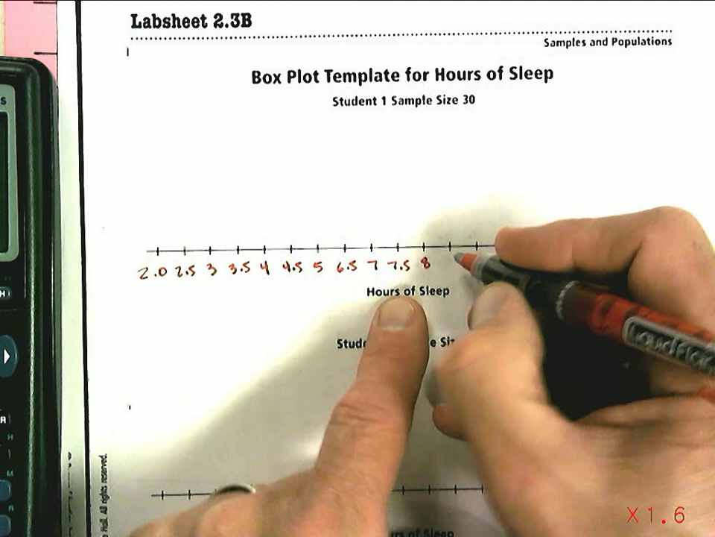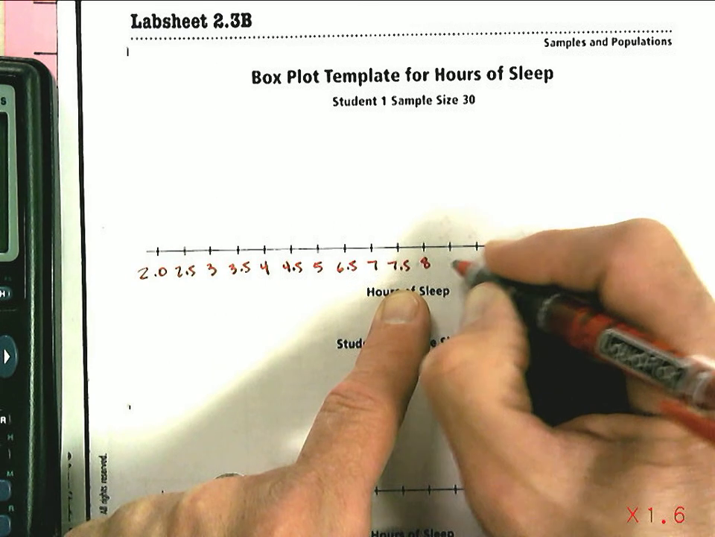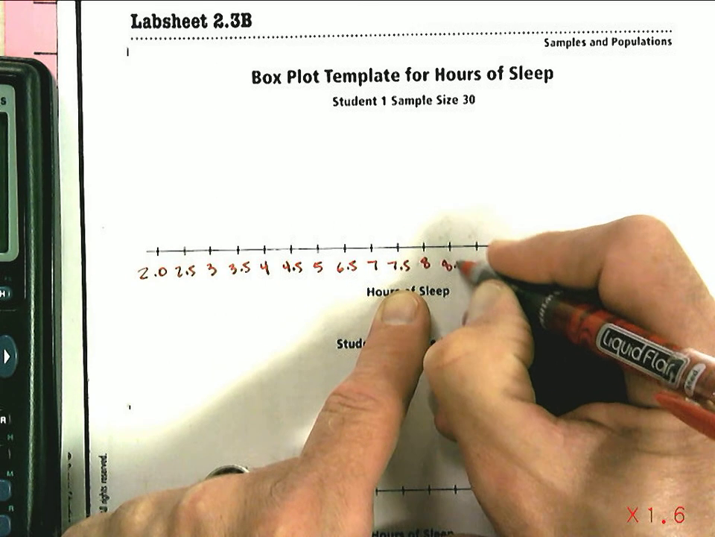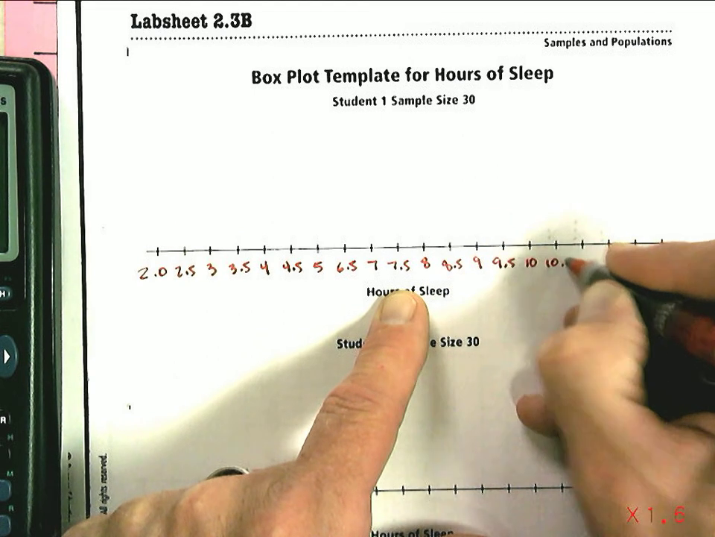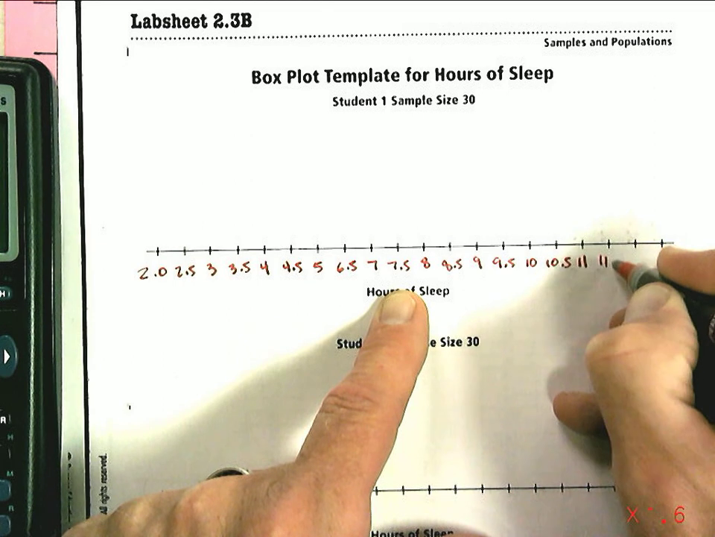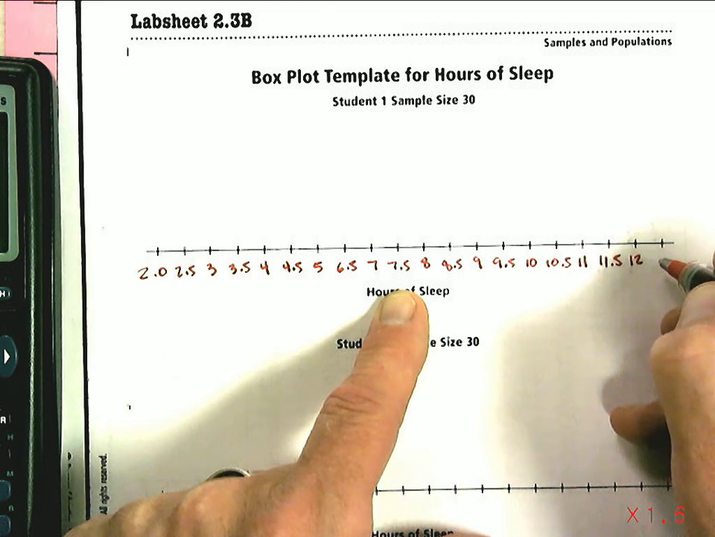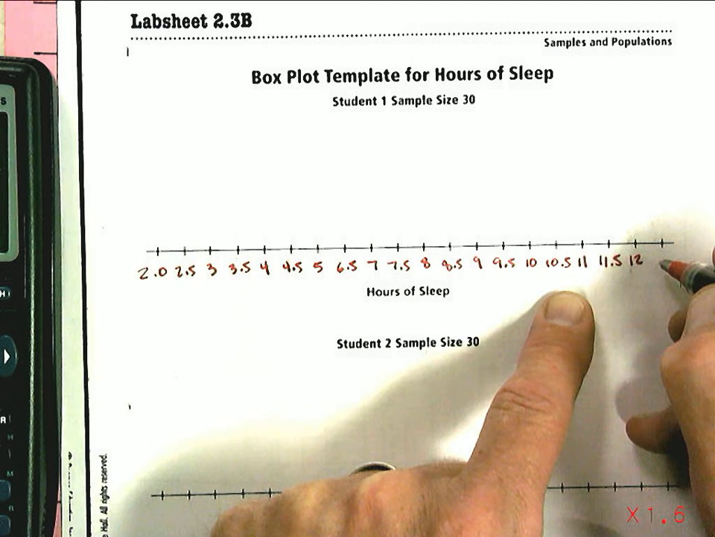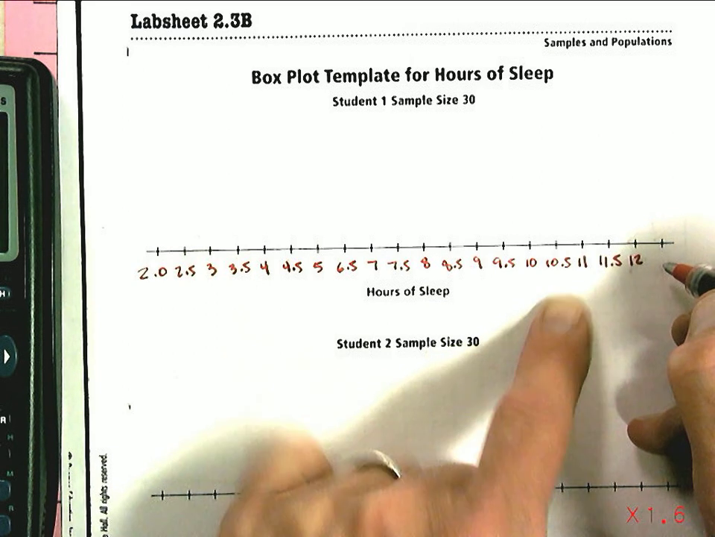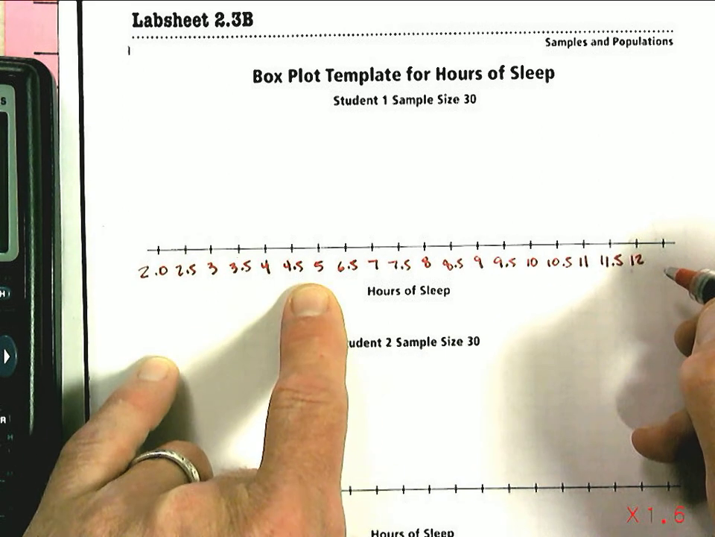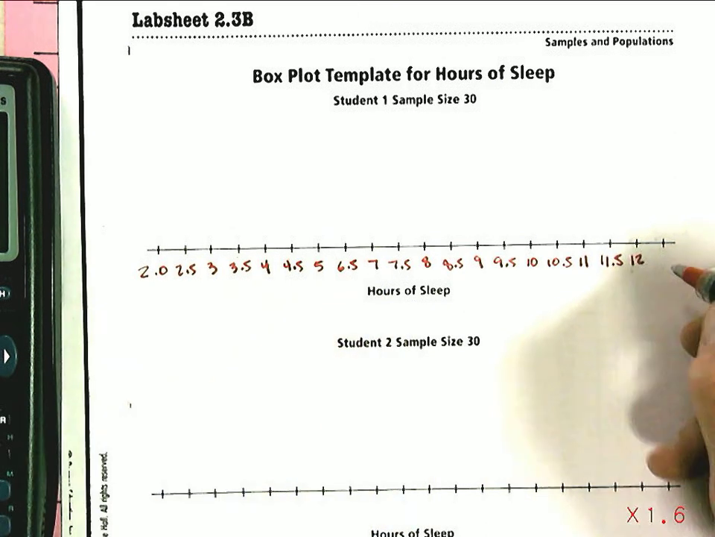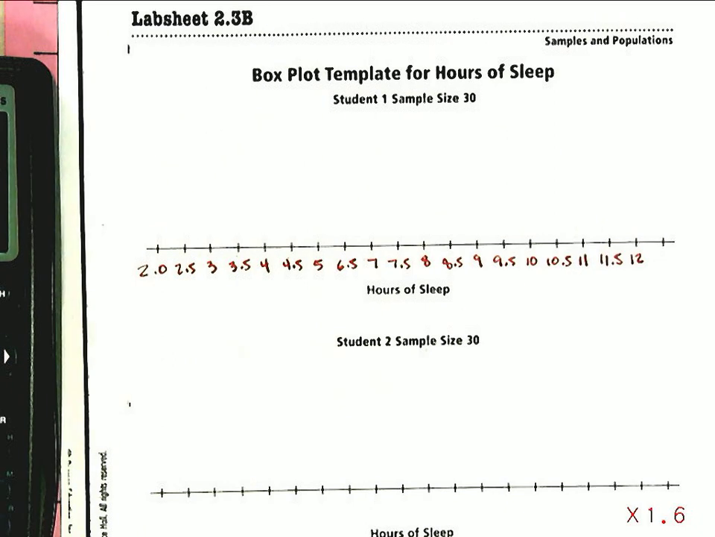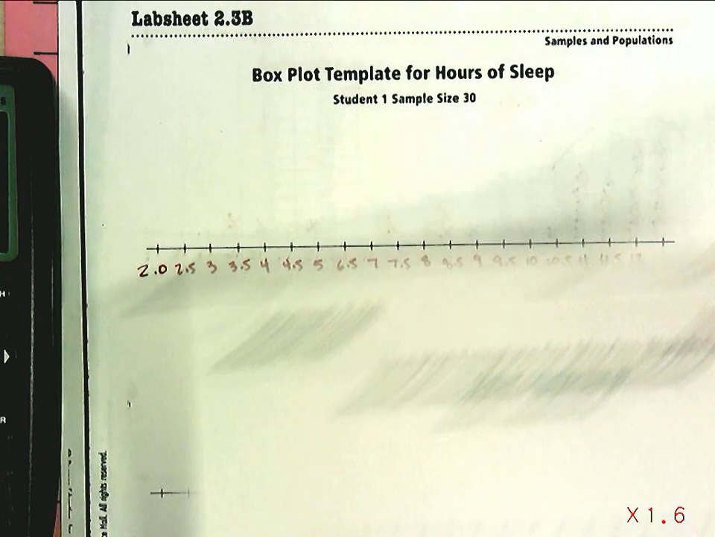I need some numbers on my page so I can figure out where this box and whisker plot's going to go. 8.5, 9, 10, 11, 12, and I go right, 2, 3, 4, 5. I skip the 6. So that means I need a new sheet of paper to do this again. I will fix my mistake.